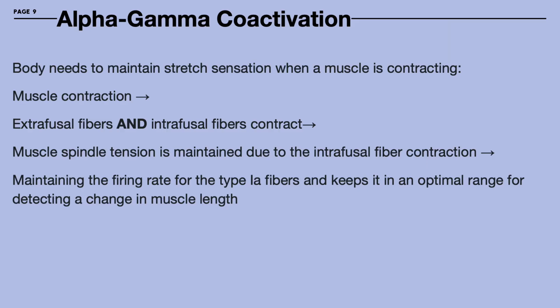So, since the body needs to maintain a stretch sensation when a muscle is contracting, there is something called alpha gamma coactivation, and that occurs when the muscle contracts, both the extrafusal and intrafusal fibers contract, not just one. And this just allows that muscle spindle tension so that intrafusal fiber tension is maintained due to that contraction. This allows the firing rate of type 1A fibers and keeps it in an optimal range for detecting a change in muscle length, even while it's contracted.